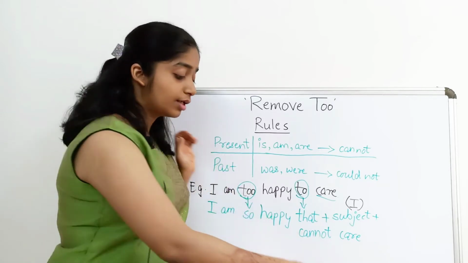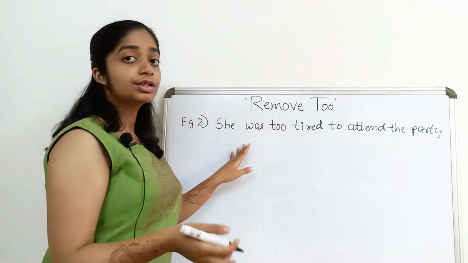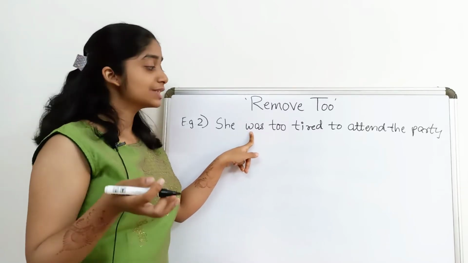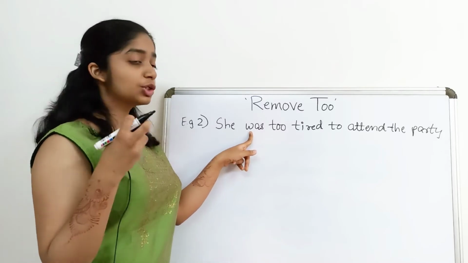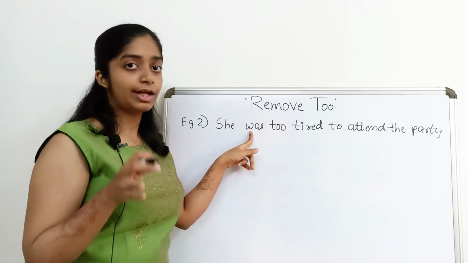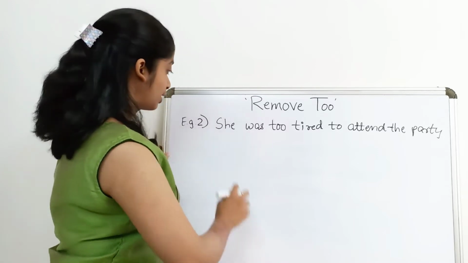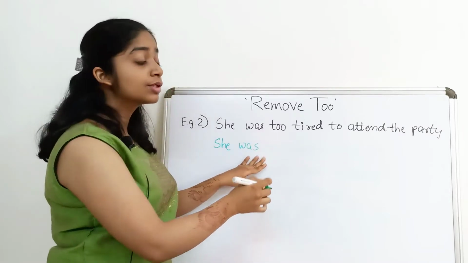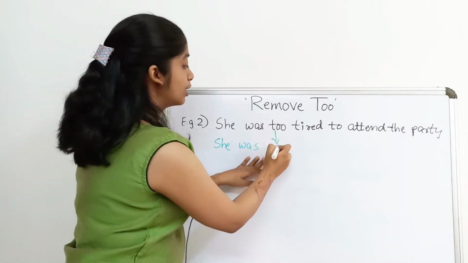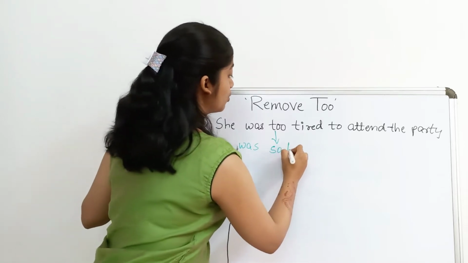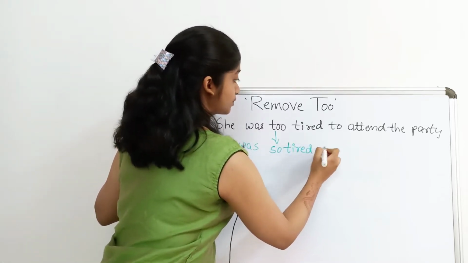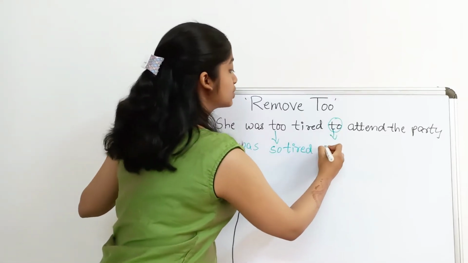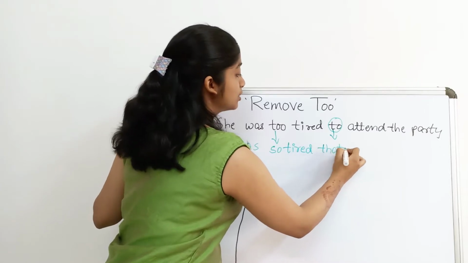Let us look at another example. She was too tired to attend the party. Now, here we come across the word "was", which is the past tense, and therefore we will use the words "could not" and not "cannot". So, "she was" stays the same. "Too" will be replaced by the word "so". She was so tired, and instead of this "to", we will write, she was so tired that she.